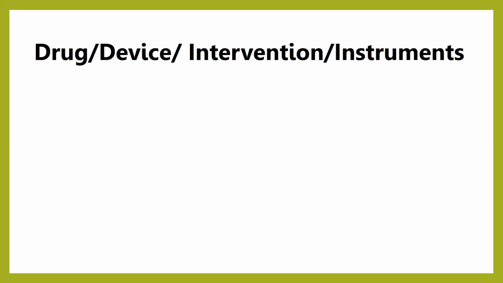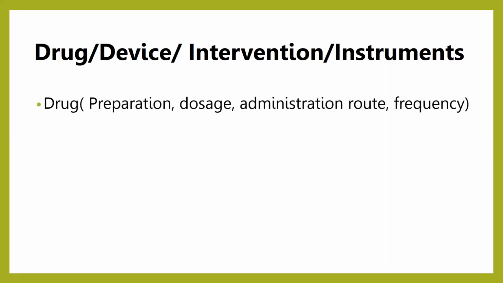Then you might be using a drug, a device, or any intervention or instrument for your research. You have to explain all of these in detail as well. For example, I'll give you a random example: naproxen sodium versus diclofenac sodium in the management of acute low back pain in young males. If you are going to use a drug, you have to describe all of the details of the drug. For example, what preparation were you using?